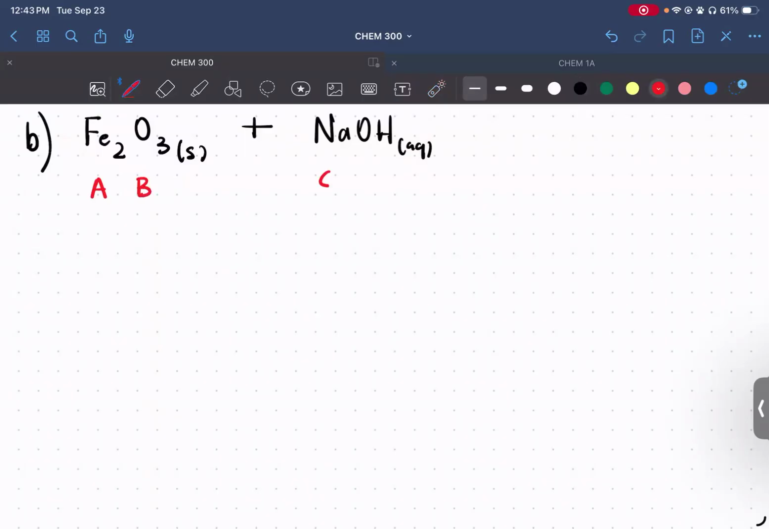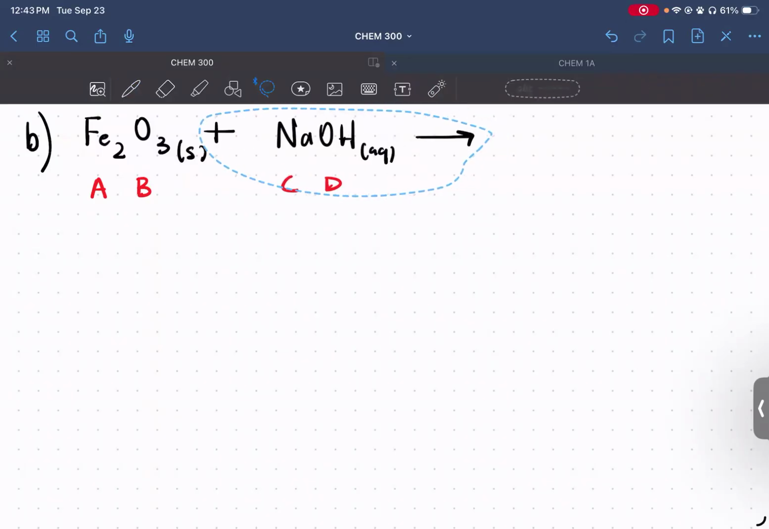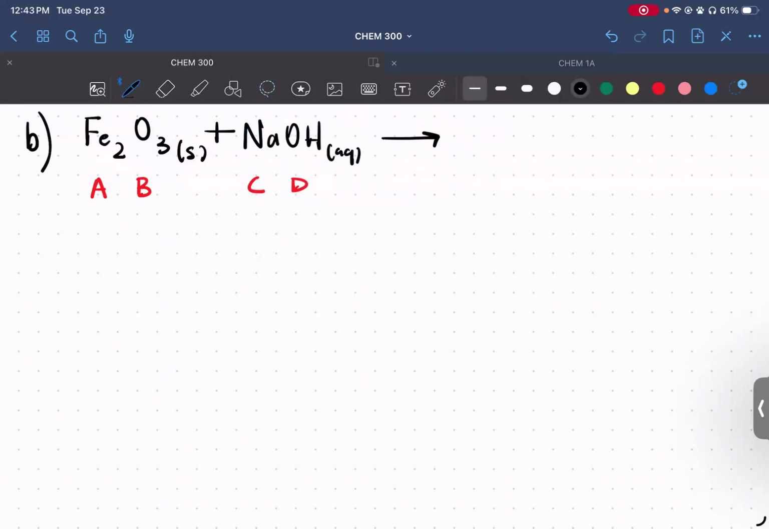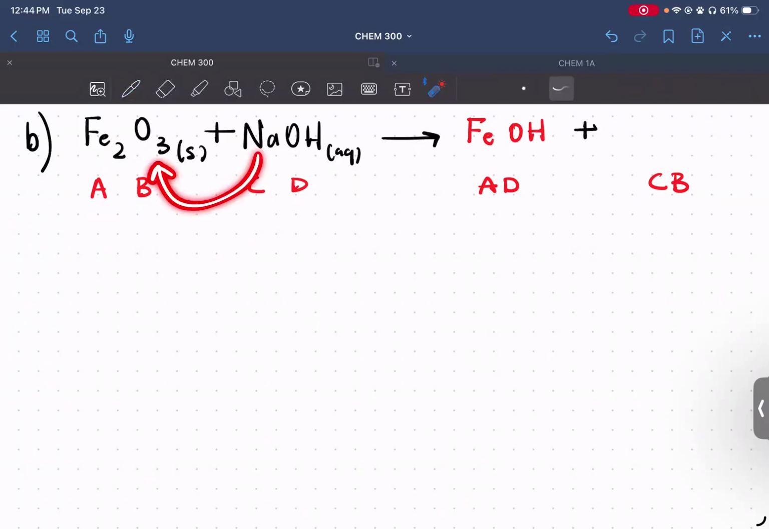A, B, C, D leads us to A, D plus C, B. The first thing we're going to do is match ions. We're not going to crisscross. We're not going to balance. All we're doing now is matching. A ends up with D, FeOH. C ends up with B. This is sodium and oxygen.